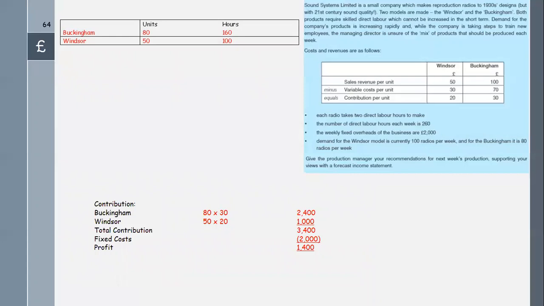You might need to go back and watch these examples again. Then when you're happy, have a go at the practice questions.